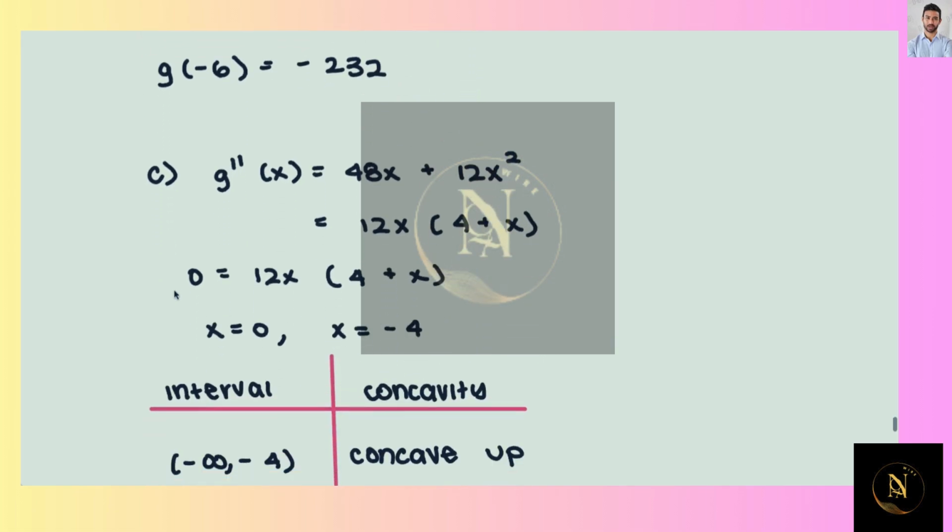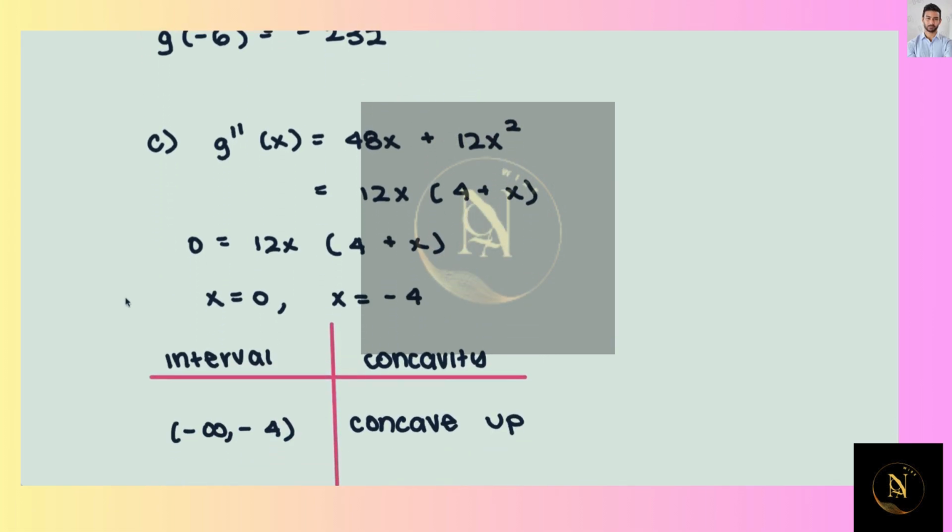Now for part C, we're told, well, let's determine the concavity of our function. Now, when you hear the word concavity, you should know that this is directly associated with the second derivative. You can't determine concavity with the first derivative. We need the second. So we'll take g double prime of x, and we'll get 48x plus 12x squared. Again, factor out a term to make it easier to find the critical numbers. We'll factor out a 12x, and then we'll multiply it by 4 plus x. We'll set it equal to 0, solve for x. X is 0 and x is negative 4.